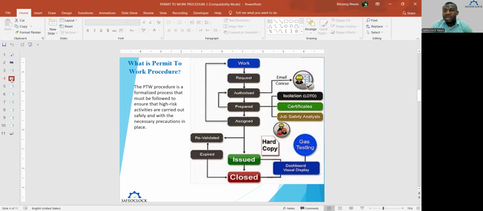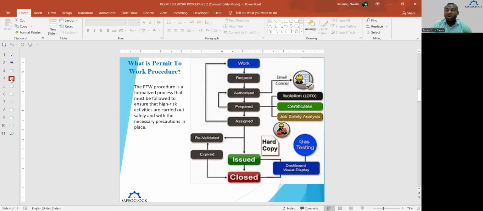Before the permit is authorized, it should be validated, in the sense that the control measures mentioned in the permit should have been implemented in the workplace and verified. After the verification, it can go ahead to authorize the permit. Now the permit remains with the permit holder or the permit receiver during the period of that activity.